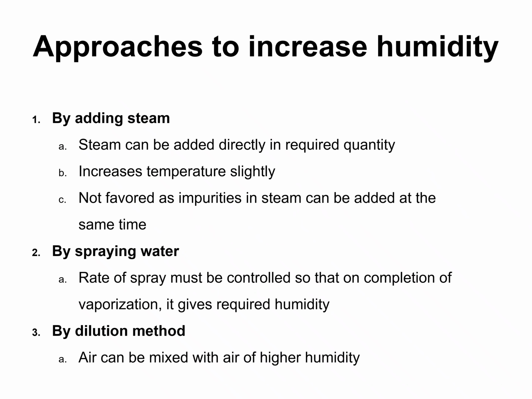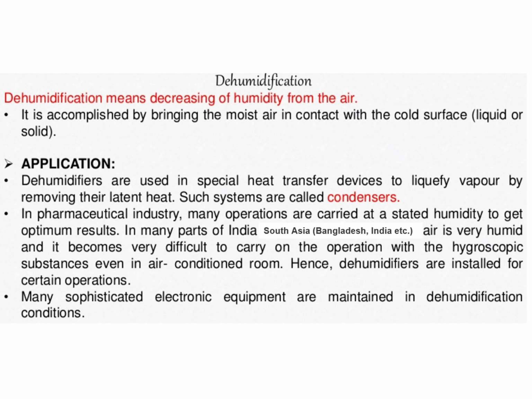So now we learn different approaches to increase humidity. We have discussed the mechanism of humidity. Now we'll see the approaches. By adding steam, steam can be added directly in the required quantity. It increases temperature slightly. Not favored, as impurities in steam can be added at the same time. By spraying water, the rate of spray must be controlled so that on completion of vaporization it gives the required humidity. By the dilution method, air can be mixed with air of high humidity.